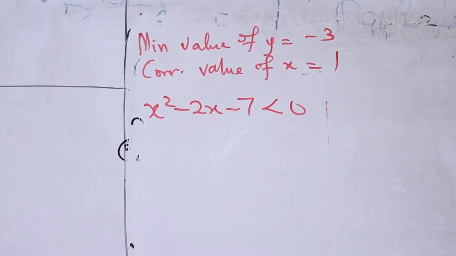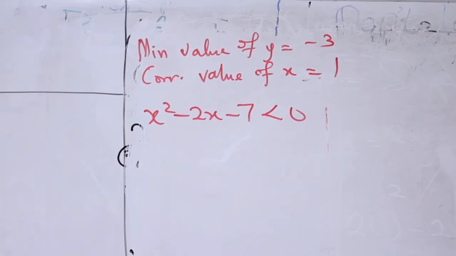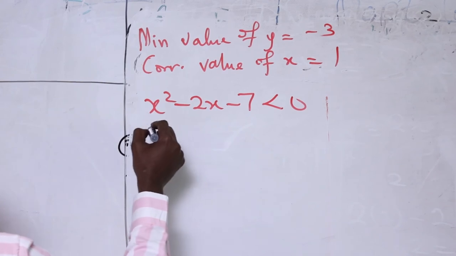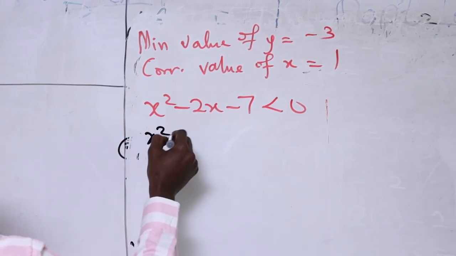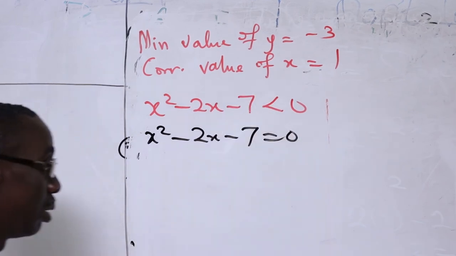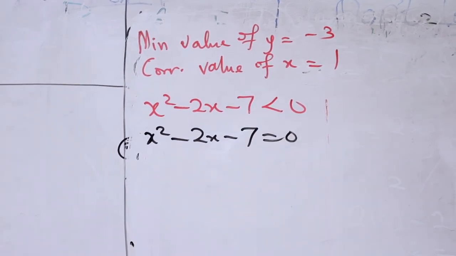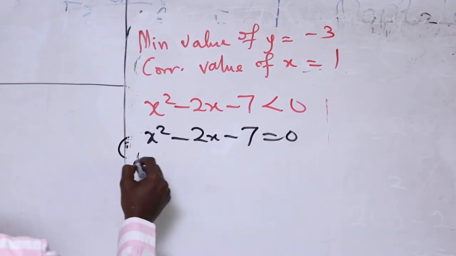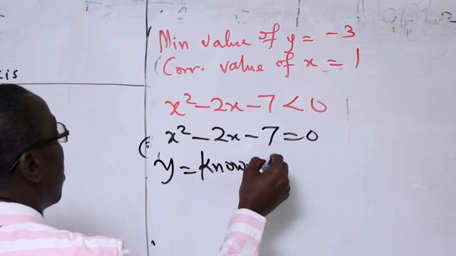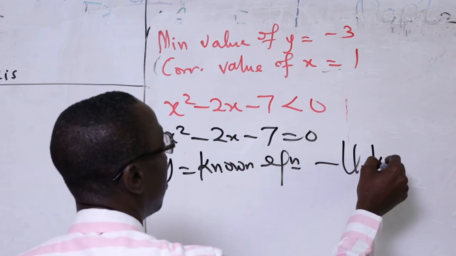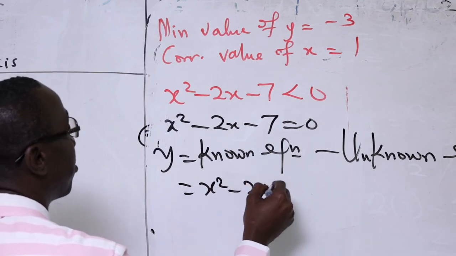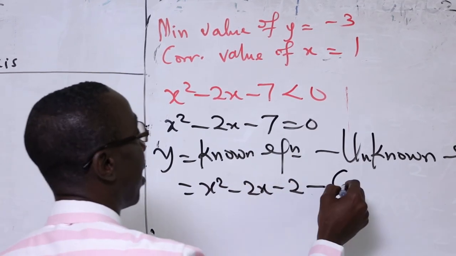They want to find the range of values of x for which x squared minus 2x minus 7 is less than 0. The first thing you do is turn this inequality into an equation. So x squared minus 2x minus 7 is equal to 0. The approach here becomes the formal approach we use. I will be seeing this as the unknown equation. So y will be the known equation minus the unknown equation. The known equation is x squared minus 2x minus 2, minus the unknown, which is x squared minus 2x minus 7. Are we still together?